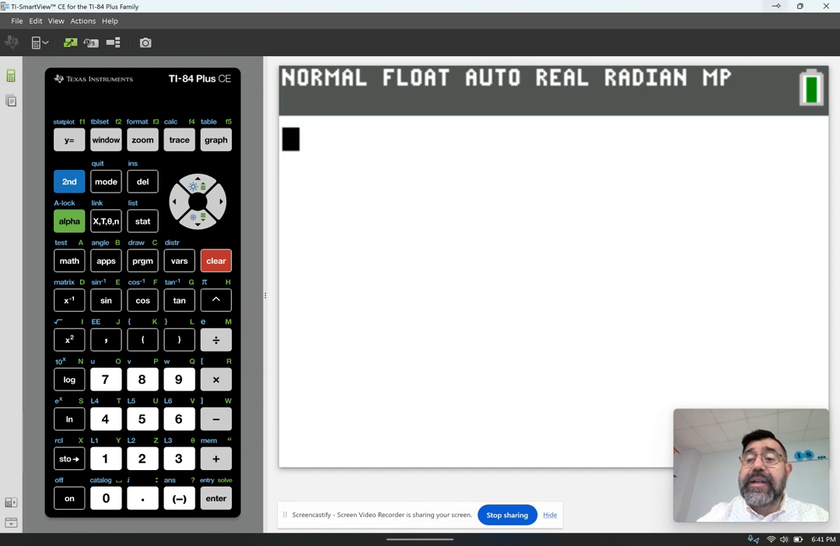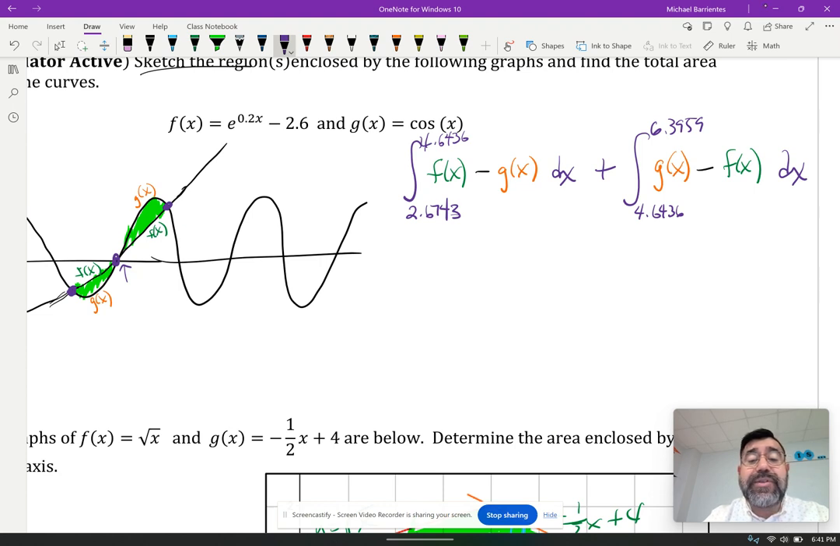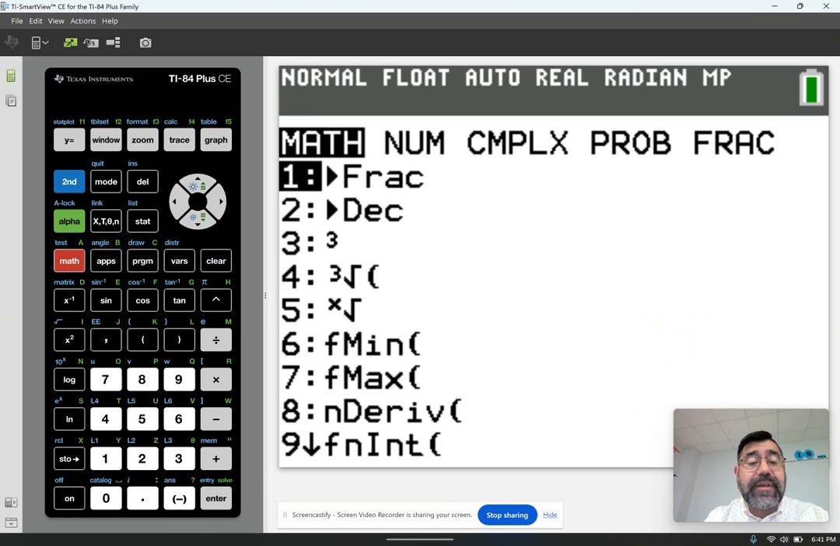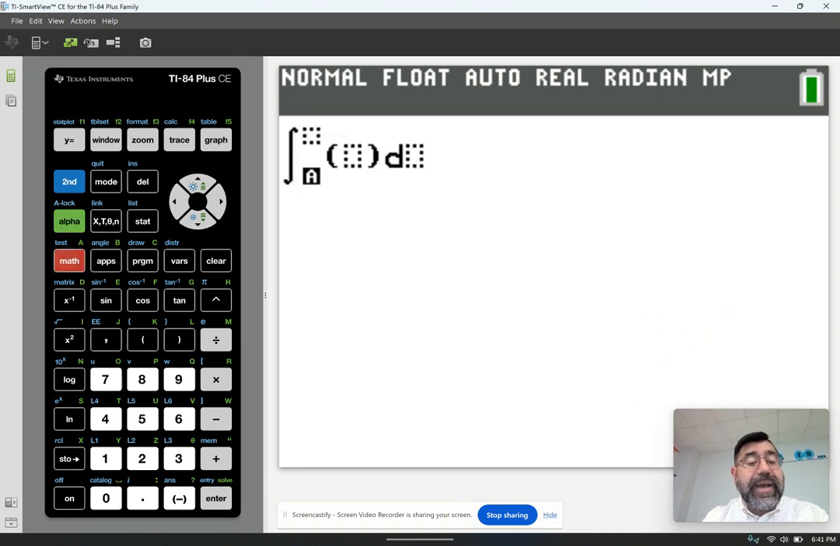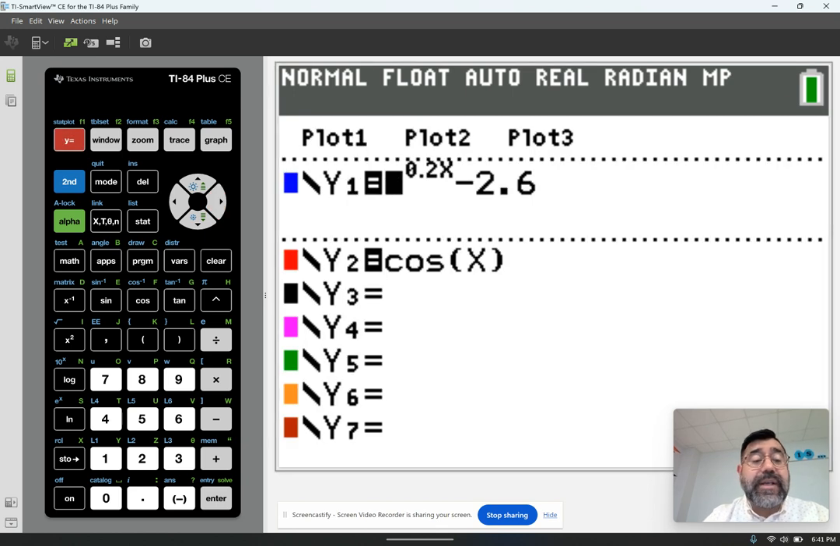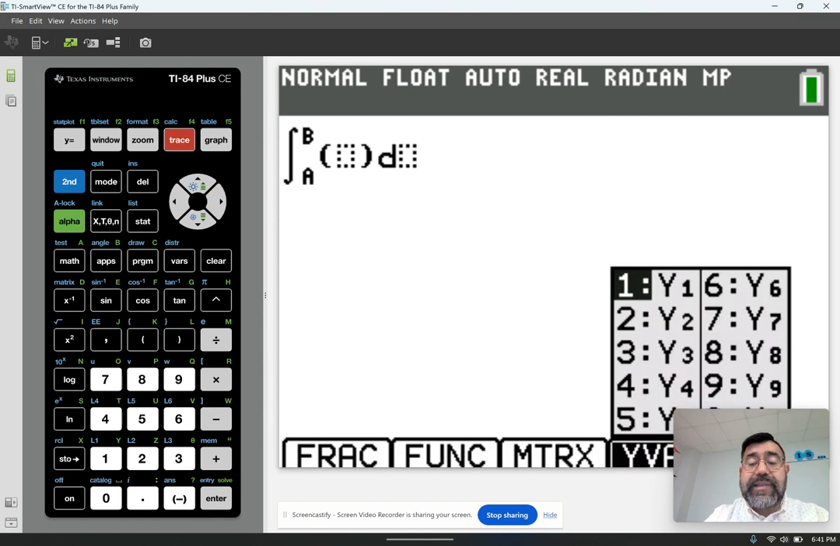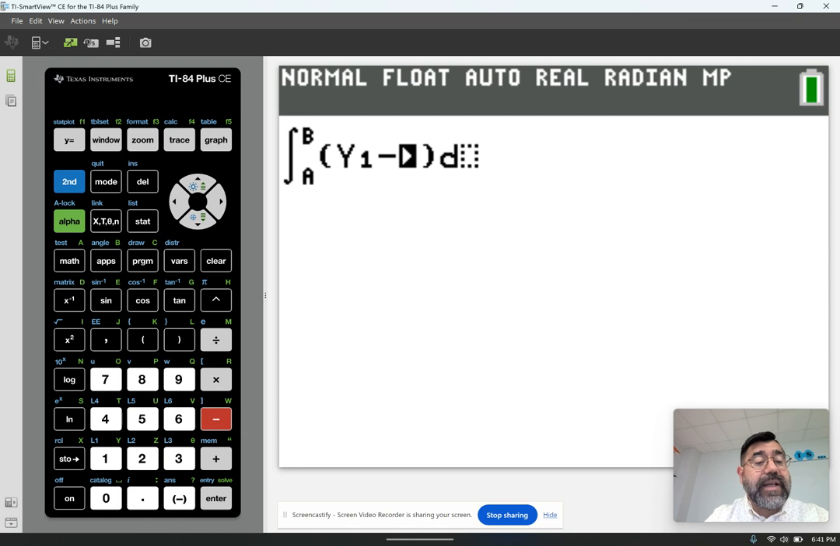Let's start setting up our integral, remembering that f of x, the exponential, is going to be the first one minus the cosine, which is the second one. So when I come to my calculator, I'm going to say, hey, calculator, find math 9, from alpha A value to alpha B value of, oh, I had already saved my equations over here, right? So therefore, I can just say alpha trace y1 minus alpha trace y2. I have an extra 2, don't need that, dx. This is going to find the first shaded region.